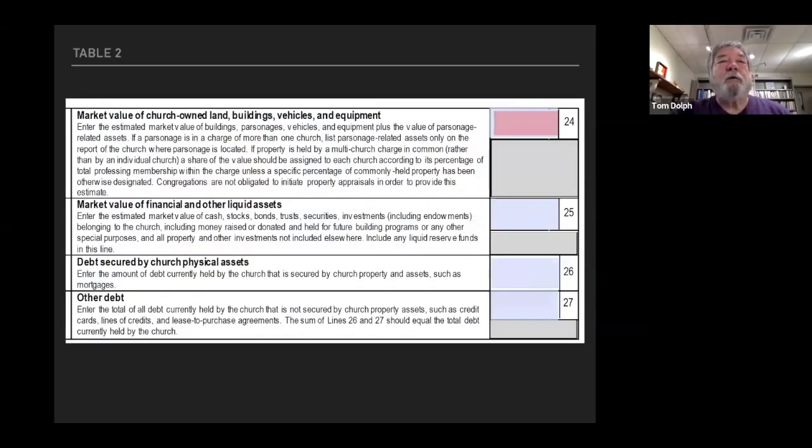So that's line 24. Line 25 is your liquid assets. Again, this should be the ending balance total of the fund balance report. You should be able to just transfer that number over. Debt secured by physical assets. These are mortgages on your property. It could also be loans on your vans or church vehicles, anything that is secured by some type of loan or mortgage goes in this category.